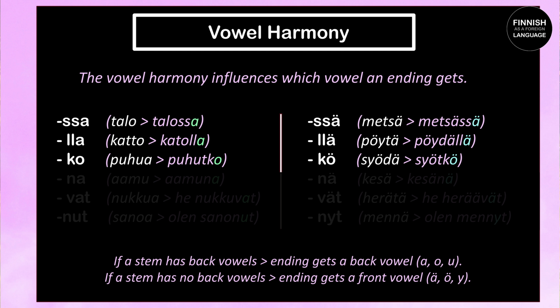Let's take a look at the other example. Syödä means to eat. The stem here is syö. Also here we want to form the second person singular present tense plus the question marker. That means we have syötkö, meaning do you eat.